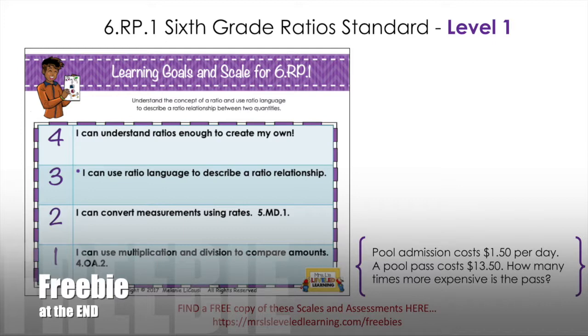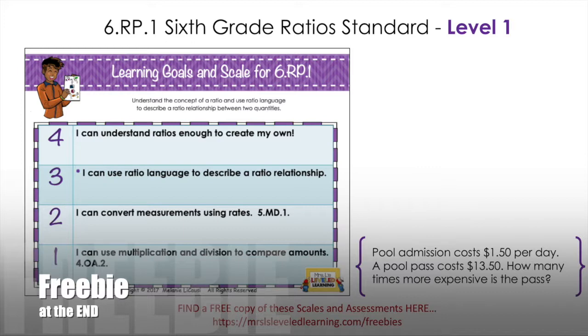At level 1, I asked students to think about multiplication and division and how to compare amounts in that way. They were asked to do this in 4th grade, so hopefully they'll feel like this is something pretty manageable. Here's a story problem to help them demonstrate what they already know. Pool admission costs $1.50 per day. A pool pass costs $13.50. How many times more expensive is the pass?